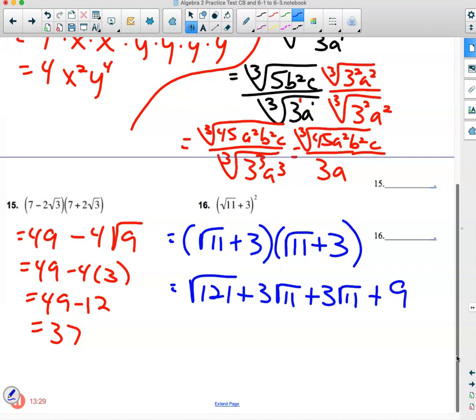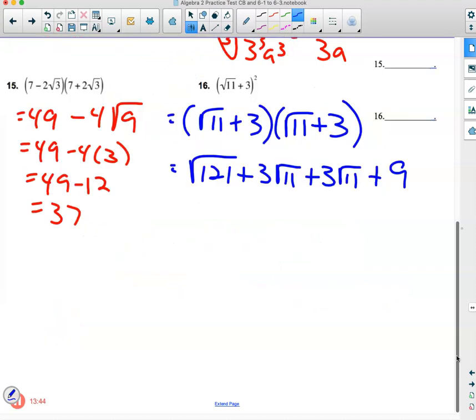So first times first, square root of 11 times square root of 11 is square root of 121. Outside times outside, 3 square roots of 11. Inside times inside, 3 square roots of 11. Last times last, plus 9. And now it's just simplifying and making it look a little prettier.